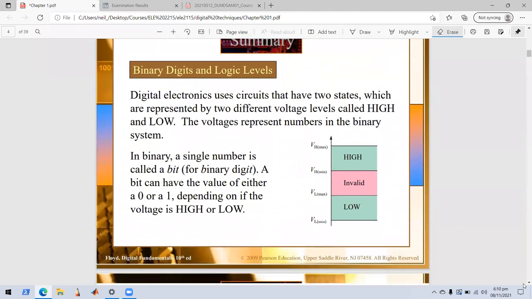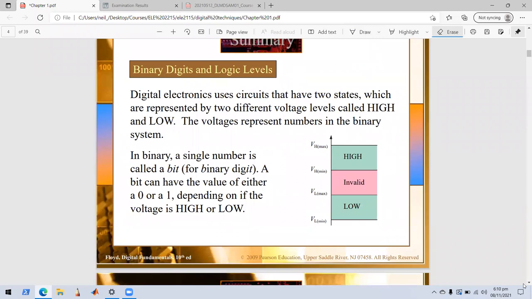Now, what you may have heard me mention is that these digital systems work with binary digits. Binary digits, also known as bits. Bit is just a contraction for binary digit. And if you have come across the binary number system before, you'd know that it really only has two levels, 0 and 1, as compared to our decimal number system, which has 10 numbers.